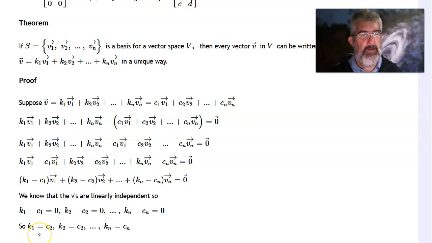The thing that I want to end with is that although a vector space may have many, many bases, each time you pick a basis, then every vector is uniquely described in terms of that basis. And we'll use that in the next video to talk about coordinates.